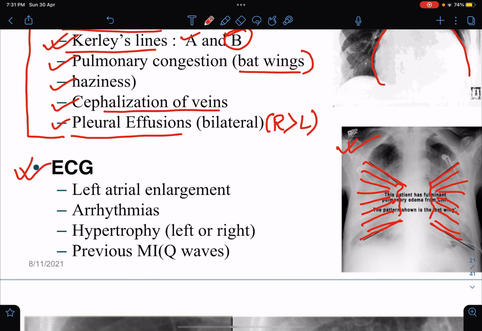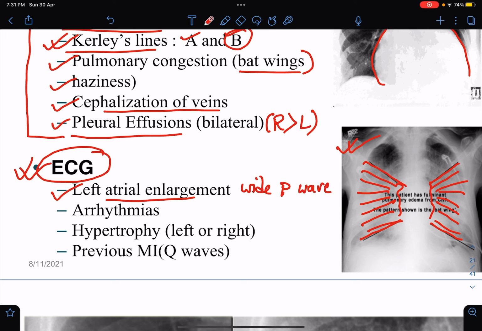Next we will do an ECG, electrocardiogram. In electrocardiogram, what are the features we can see? We can see there will be left atrial enlargement. Left atrial enlargement is identified by a wide P wave. Okay, the P wave in ECG will be widened. Wide P wave means the duration of the P wave will increase.